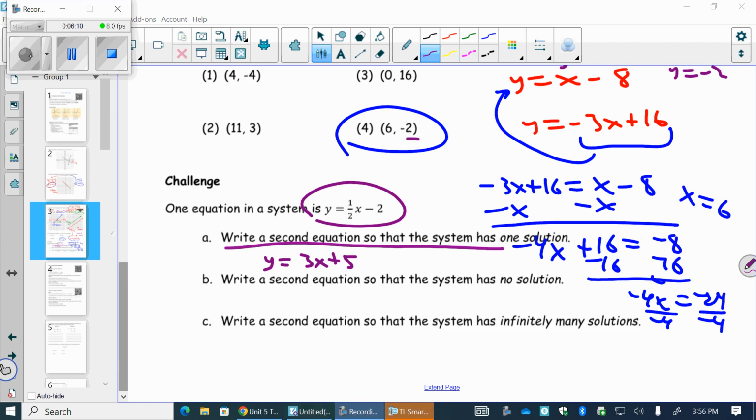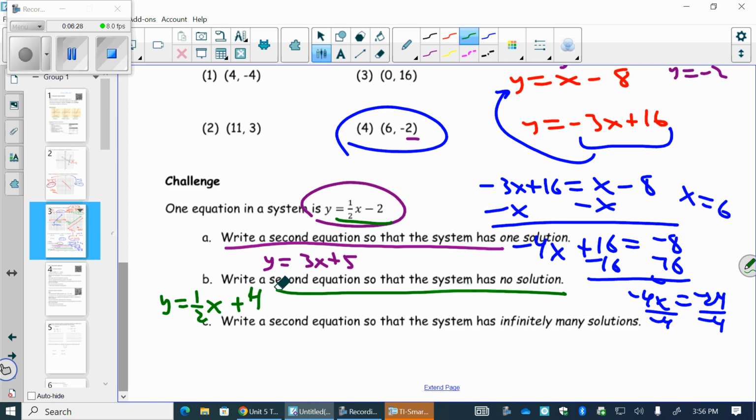Of course. Next, they said write it so it has no solution. That would mean that the lines are parallel but don't intersect. So it has to have the same slope, but a different y-intercept. So let's make it like plus 4. It doesn't really matter, just as long as it's not the exact same equation.